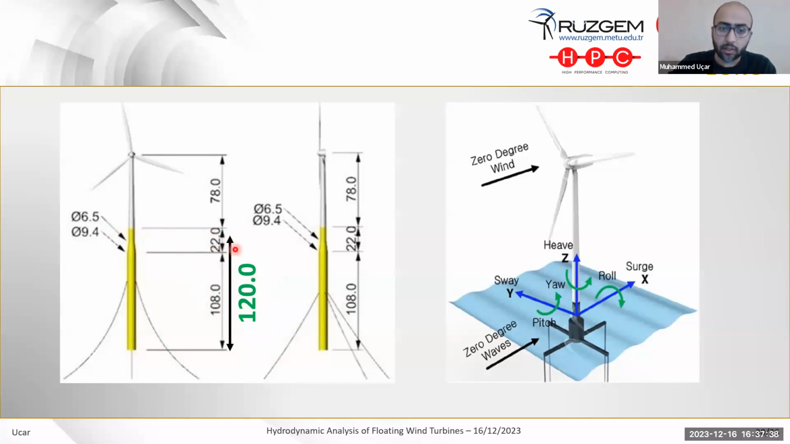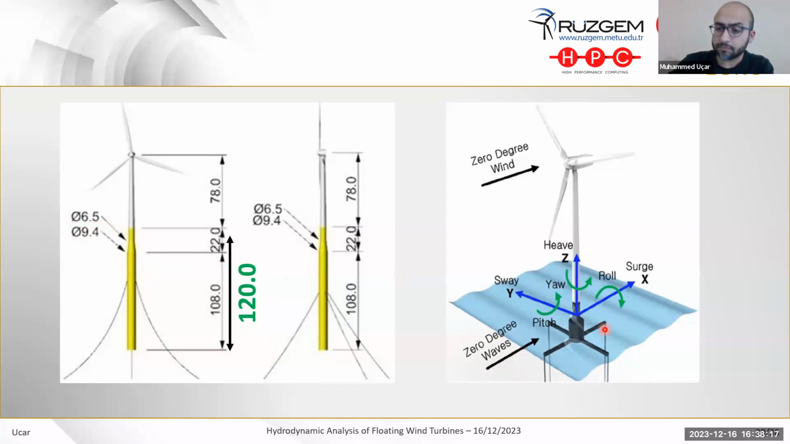So 10 meters of these 22 meters are unsubmerged parts. So we have a draft of a total of 120 meters. And the submerged part consists of 2 cylinders and 1 conical tapered body. At the upper cylinder, we have a diameter of 6.5 meters, and at the lower cylinder, we have a diameter of 9.4 meters. So that's all. We will be drawing the structure in a minute.